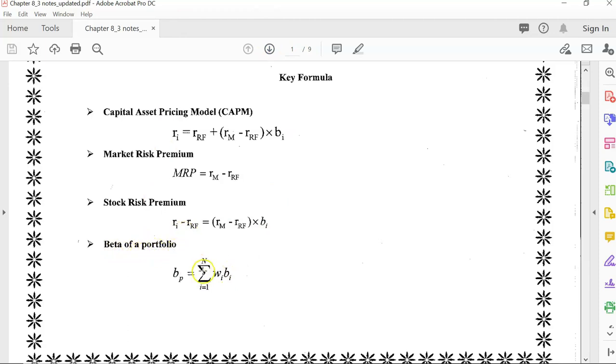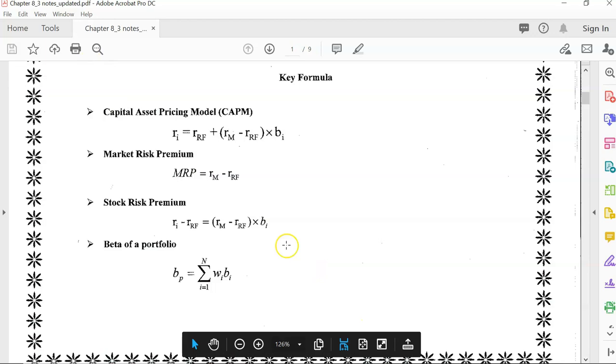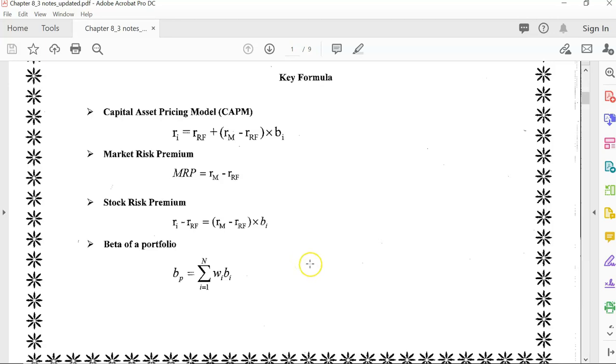For the beta of a portfolio, it can be calculated as the weighted average of the betas of the stocks in the portfolio, as the portfolio beta. Taking a first look at these models and concepts, you might be a little bit confused, but we'll discuss them in detail in this lecture.